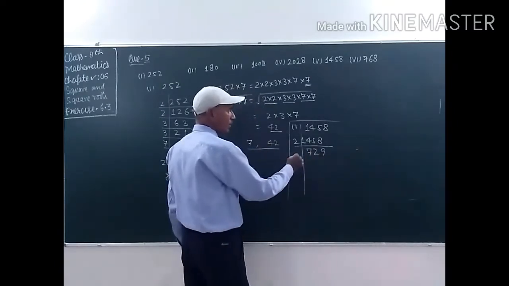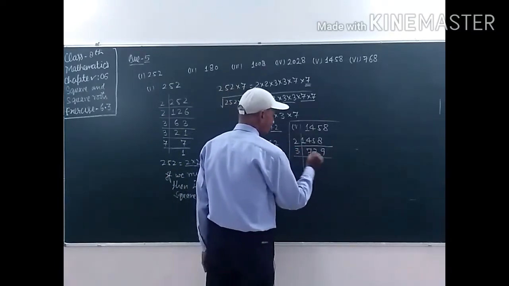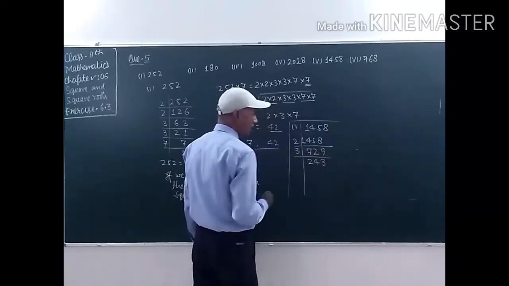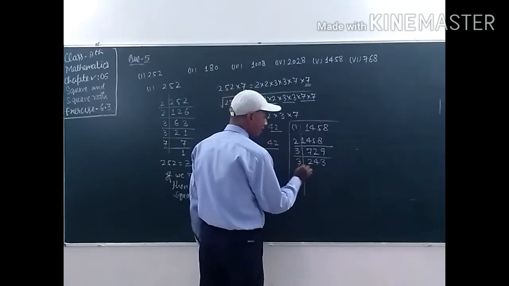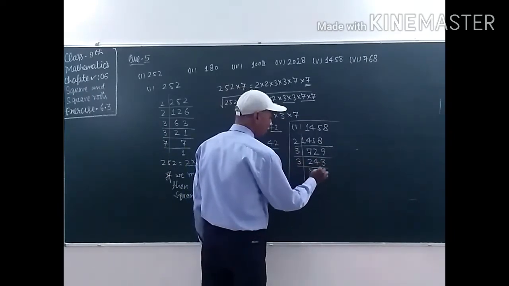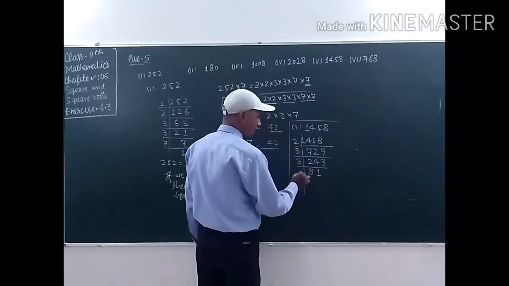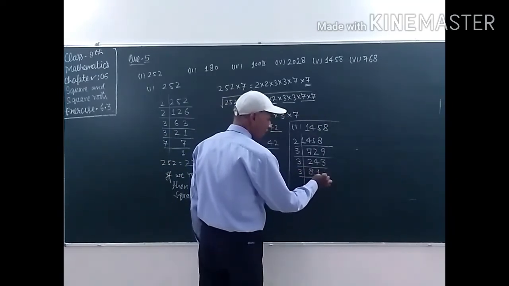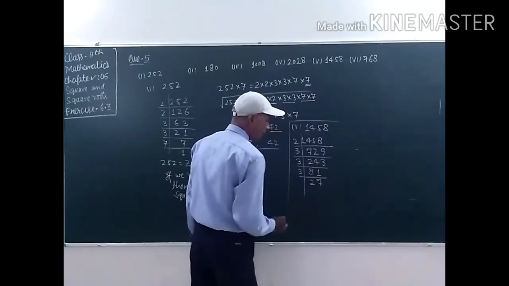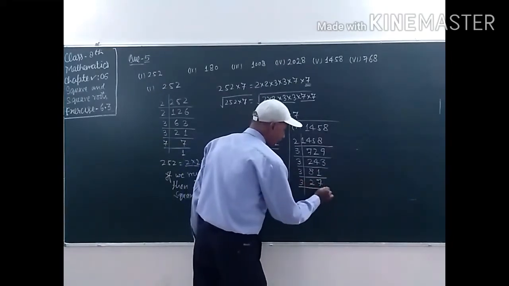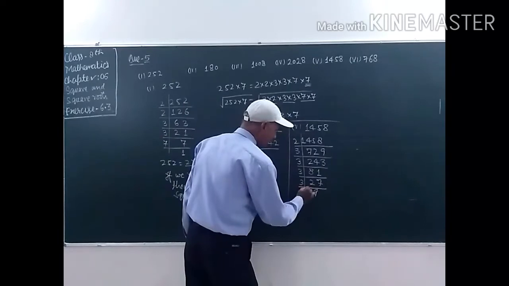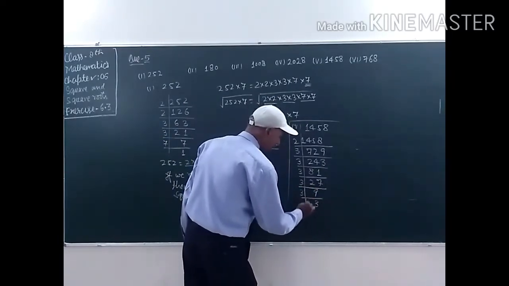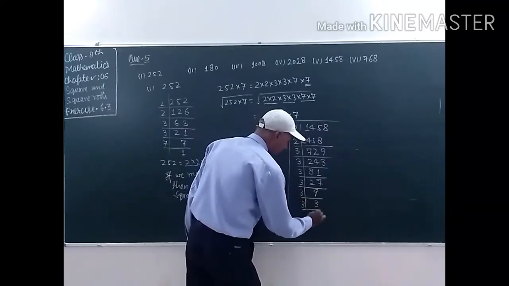This one is divisible by 3. So 3 twos are 6, 3 fours are 12, 3 threes are 9, and again by 3, 3 eights are 24, 3 ones are 3. This one is 81. Again by 3, 3 twos are 6, 3 sevens are 21. Again by 3, it is 9, and again 9 divided by 3 is 3, and this one is 1.